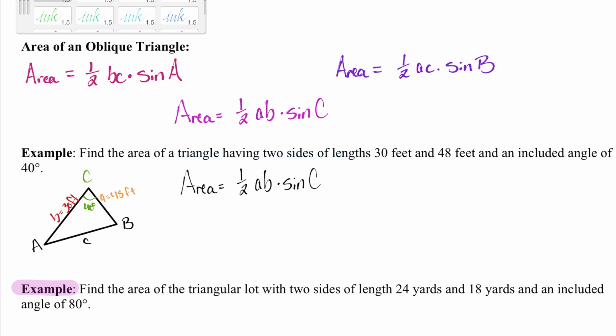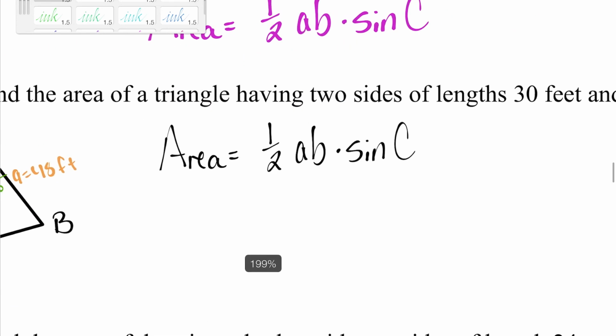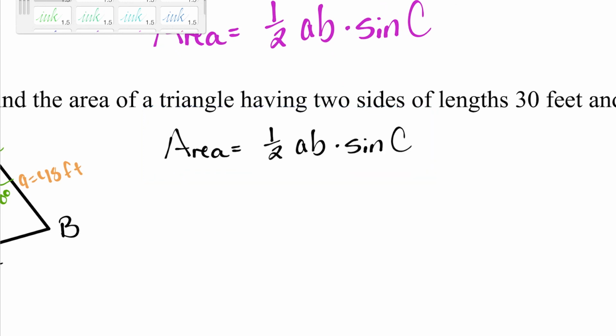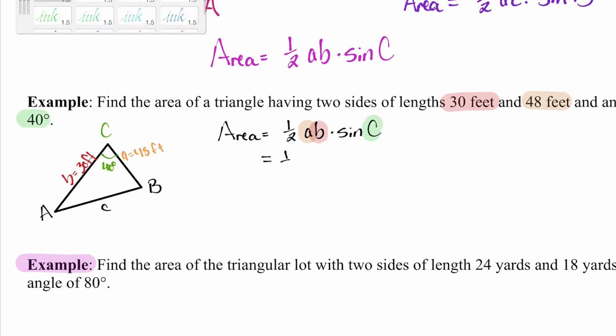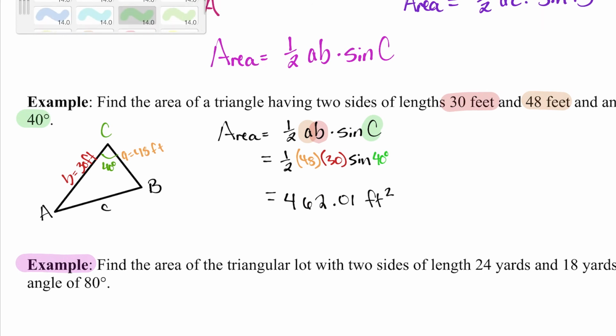And all the formulas are the same, it's just depending on what's given. So because of what I labeled, this is what I'm going to be plugging in. And when I plug all of this into my calculator, I end up with 462.01 feet squared. Don't forget that we would have done 48 feet times 30 feet, which is what gives us that feet squared.